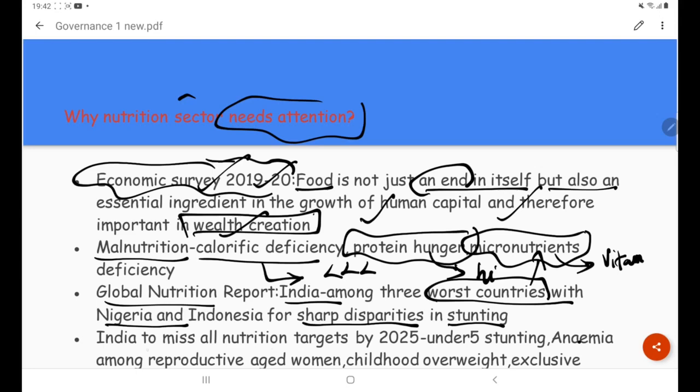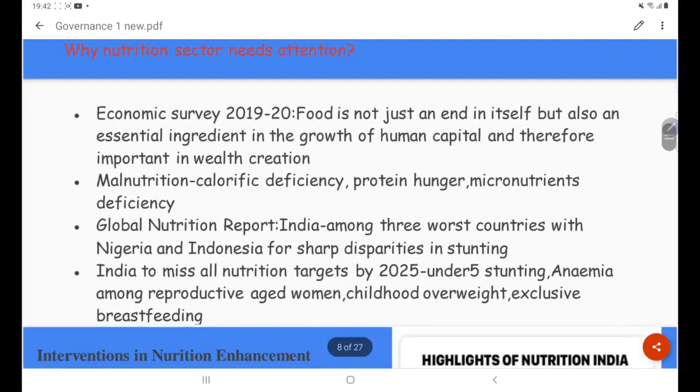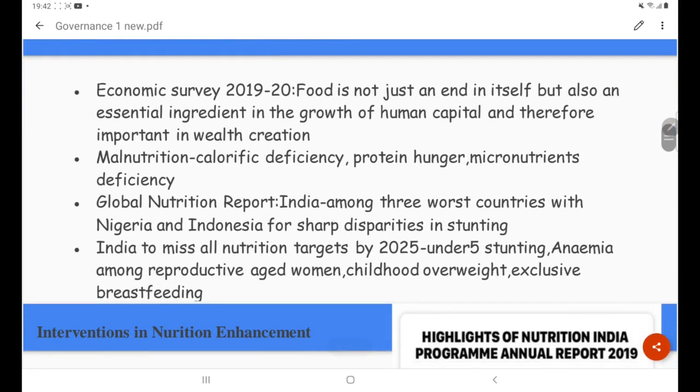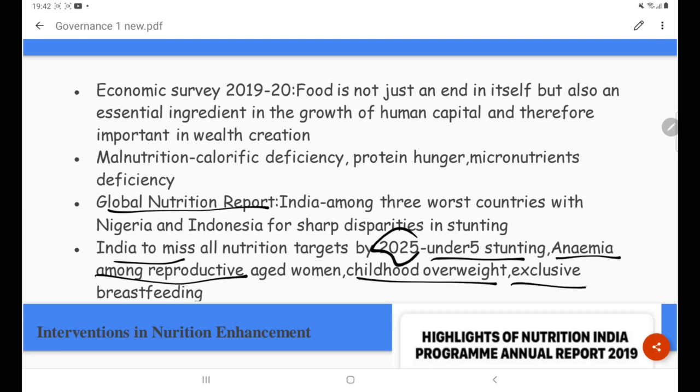Then India is to miss all the nutrition targets by 2025. That is, there are some targets in this Global Nutrition Report which are to be achieved by 2025. In India's case, it is going to miss all the nutrition targets, that is, under-5 stunting, anemia among reproductive-aged women, childhood overweight, exclusive breastfeeding. All these targets India is going to miss. So due to these reasons we need government interventions.